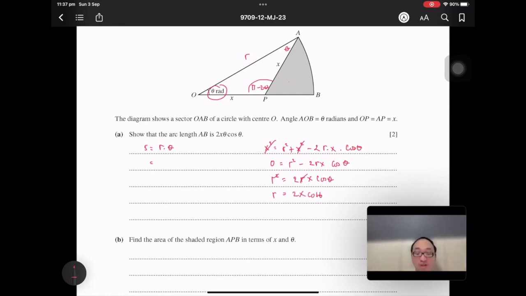So using the formula, s equals R theta. So R is 2x cos theta times theta. So 2x theta cos theta. Sure, yeah?